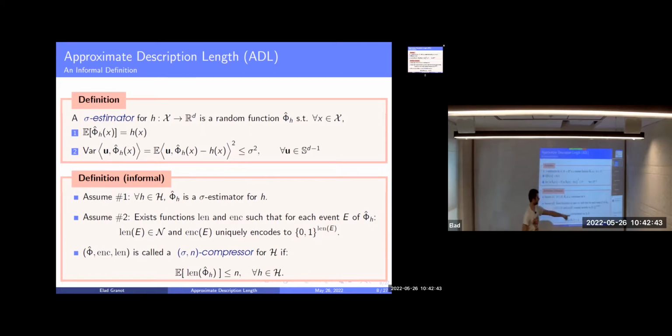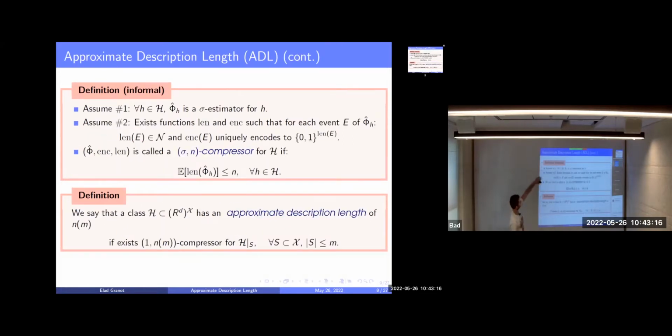If, of course, phi is a sigma estimator and the expected number of bits is at most n, for every function, sorry, for every hypothesis in the class. So the idea is clear. We want to bound the expected number of bits for each hypothesis. Okay, great.